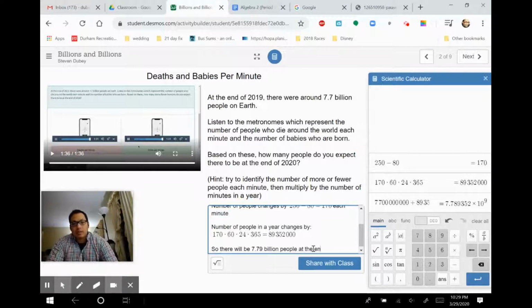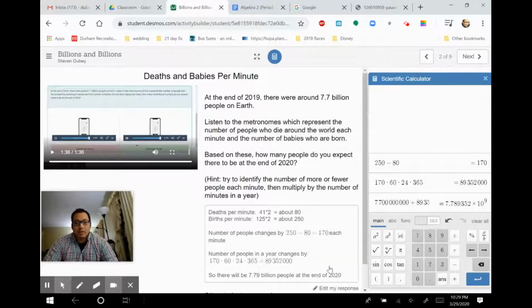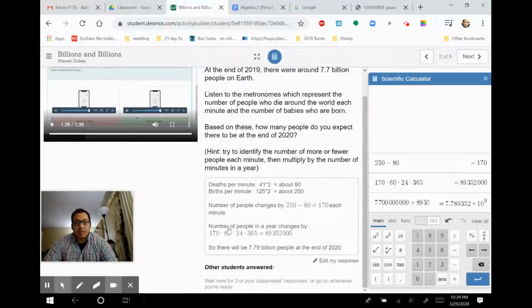By the end of 2020, we'll have gained 89 million people. And again, I can share this with anyone else. Maybe some people will see my answers.